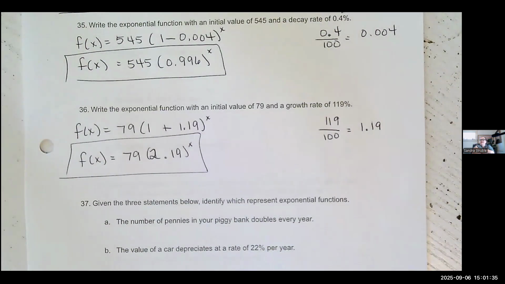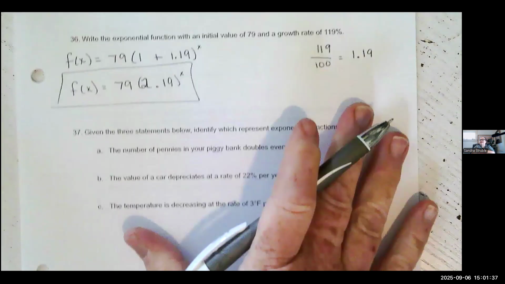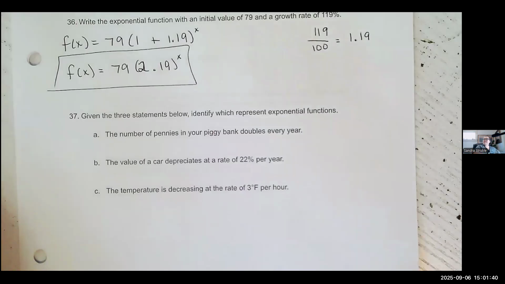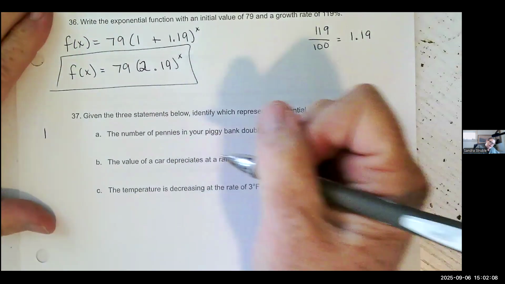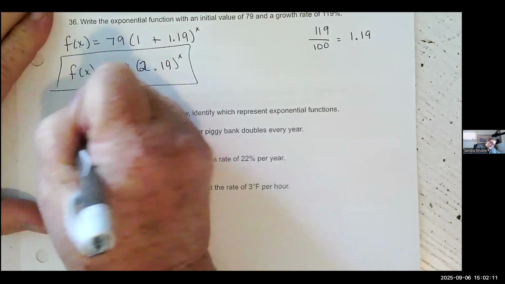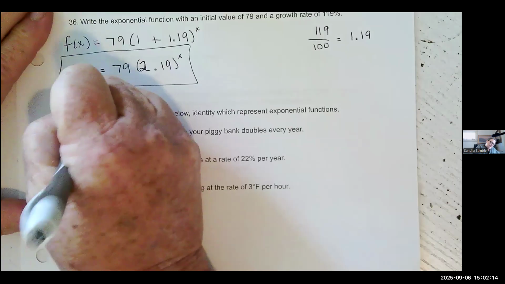Okay. Given the 3 statements below, identify which represents exponential functions. So the number of pennies in your piggy bank doubles every year. Well, this one's a difficult one. You need to think about what's actually happening to the money. If I question whether it's linear or exponential, because those are your 2 options, I look at it this way. I'm going to start with the number 1 because it's simple. If I double that, doubling 1 becomes 2. Doubling 2 becomes 4. Doubling 4 becomes 8.